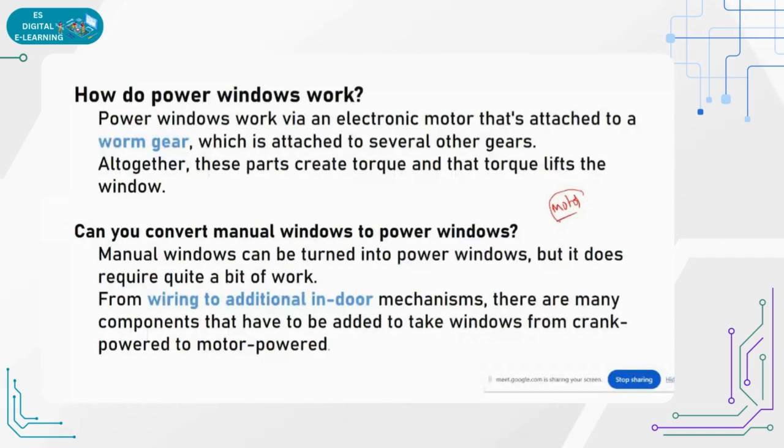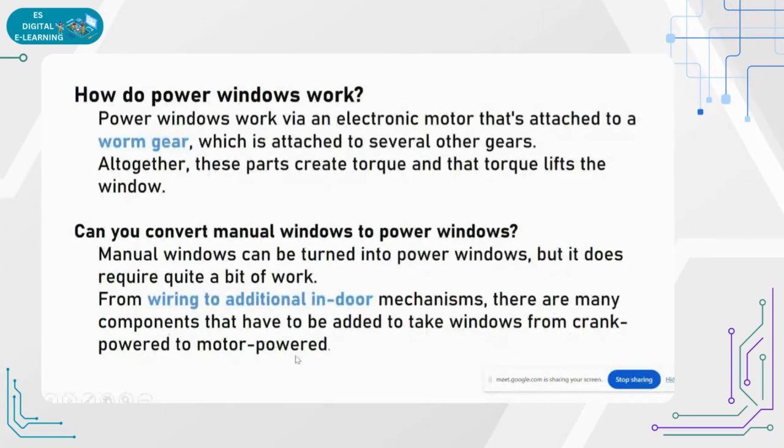Whenever we give drive from the motor to the gear section, that mechanism works through the teeth we are using. Additionally, we need to use other sections where it can drive smoothly. The power window is specifically about how we make the window operate very fast, and that is the only major difference. So from wiring to the additional door mechanism, there are many components that have to be added to take the window from crank power to motor power.